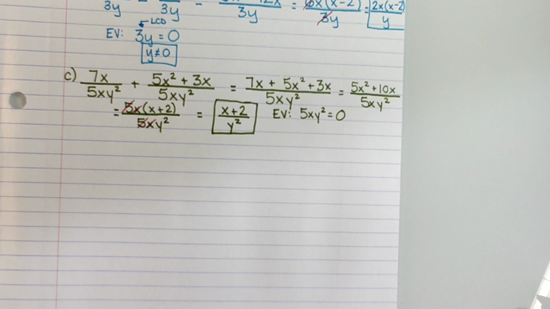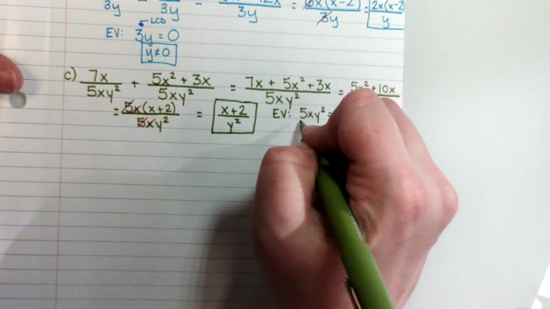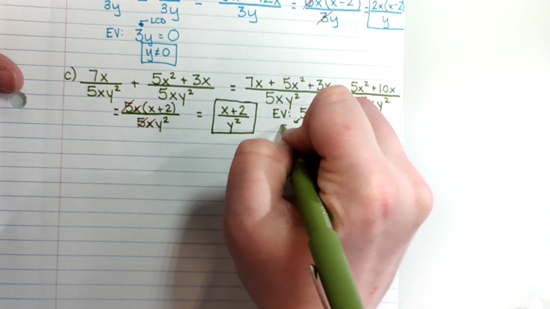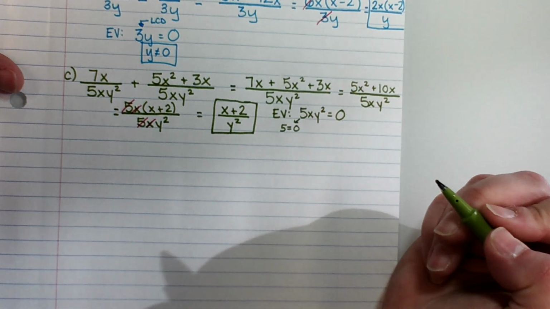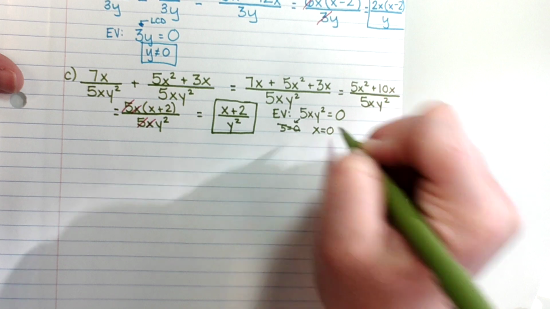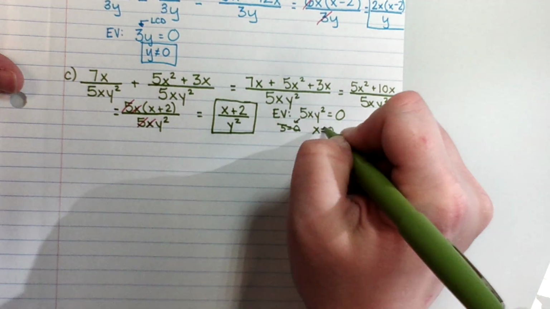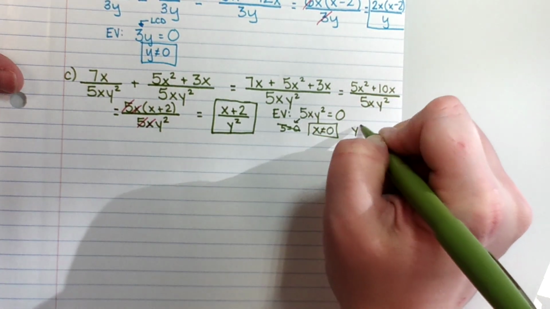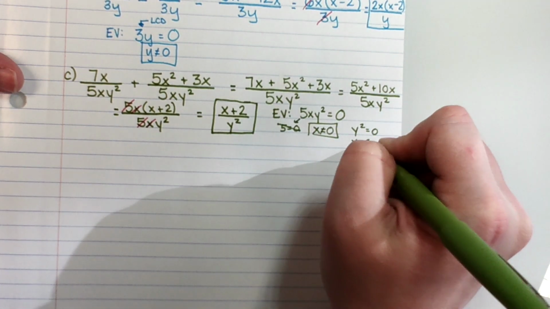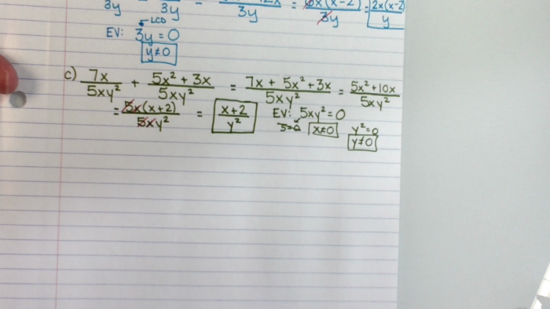How do I solve 5xy squared equal to 0? One thing at a time. Split them up. Because these are all getting multiplied. It's already in a factored form. Is 5 ever equal to 0? No. X equals 0. X is alone. Y squared equals 0. Y is 0. The only way a variable to a power is equal to 0 is if that variable is 0.